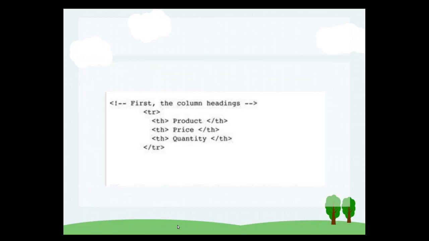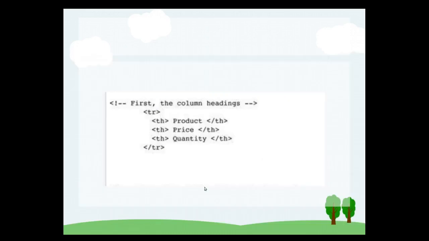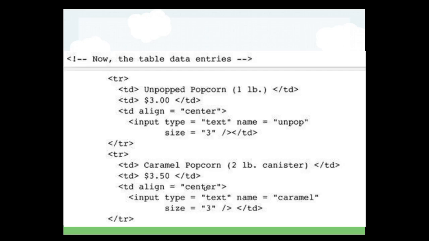And then the next table is for displaying the order information: the name of the product, unit price, and the quantity required. So these are the column headings, and now let's see each row. The first row is for the first item. It is unpopped popcorn, whose unit price is $3, and the next cell is for accepting the quantity given by the user. So 3 digits are allocated for that.